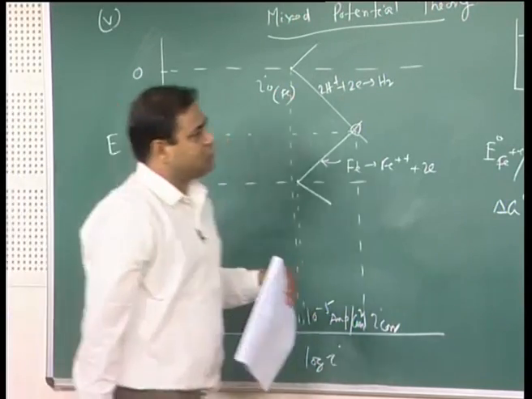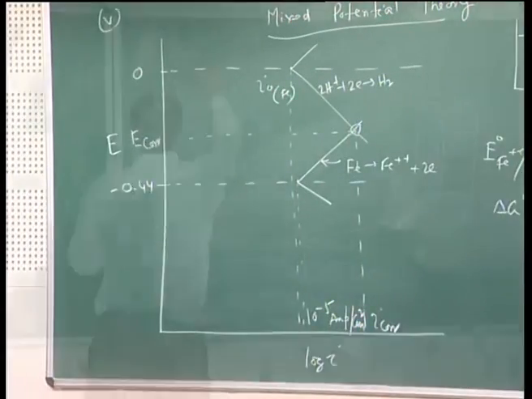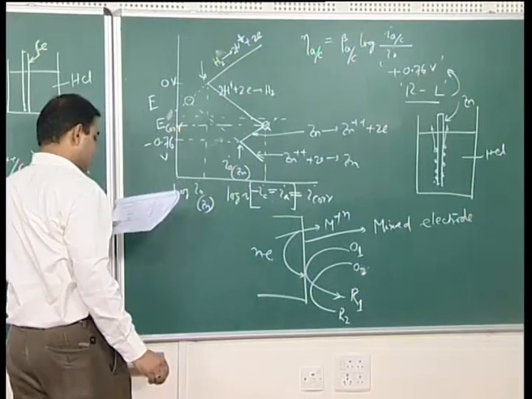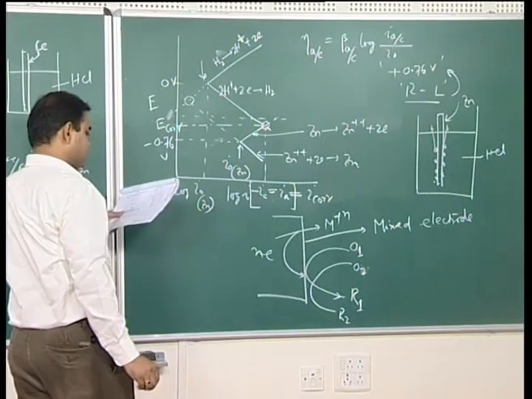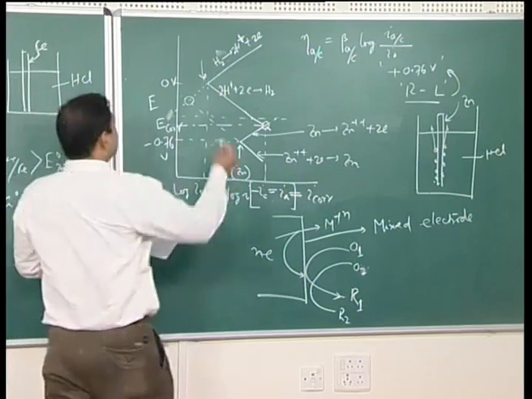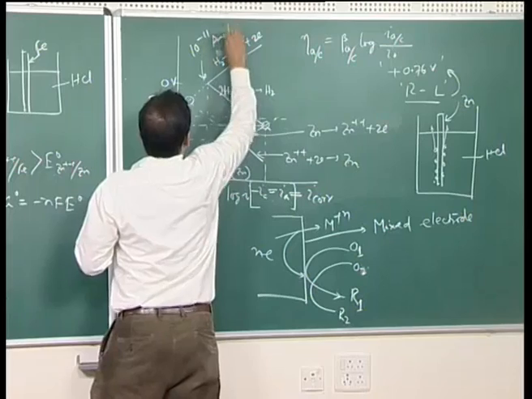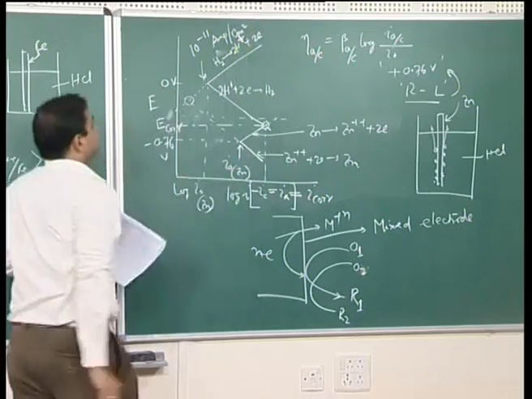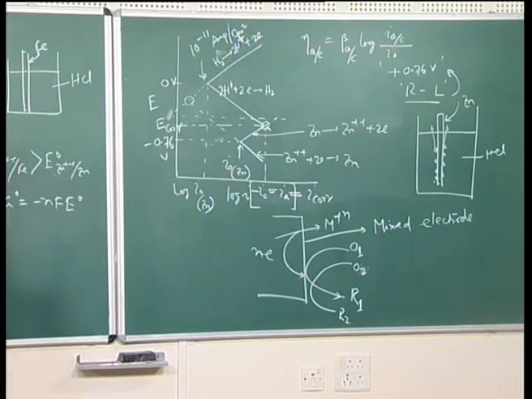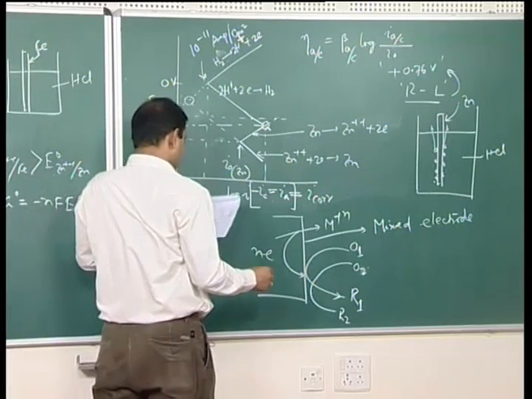Now, if you see the values here, this I0 value is of the order of 10 to the power minus 11 ampere per centimeter square. This is of the order of 10 to the minus 11 ampere per centimeter square, and this is of the order of 10 to the power minus 7.